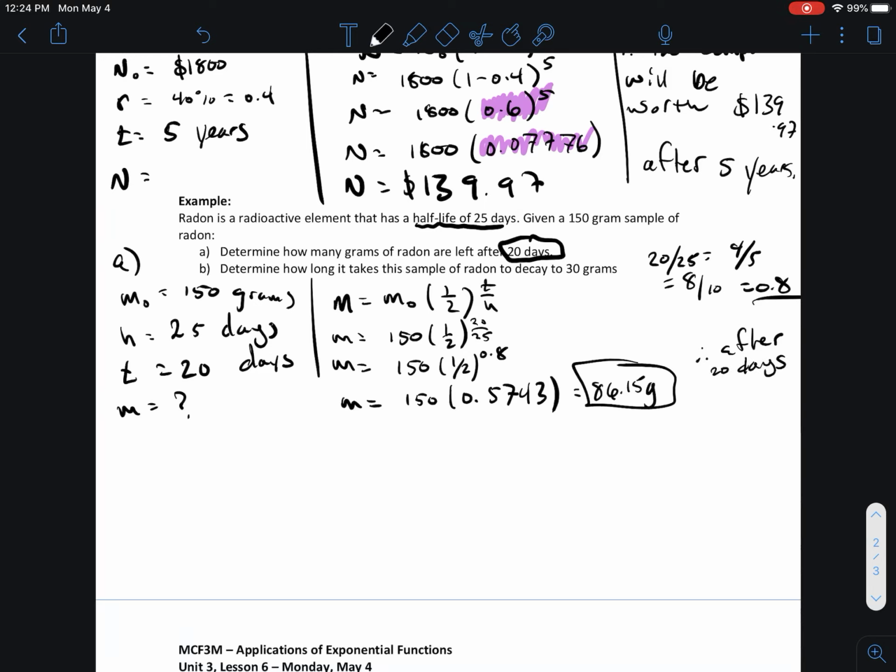Okay, so then I could write, okay, therefore, after 20 days, 86.15 grams of radon still exists.